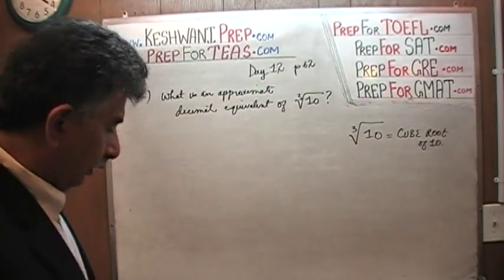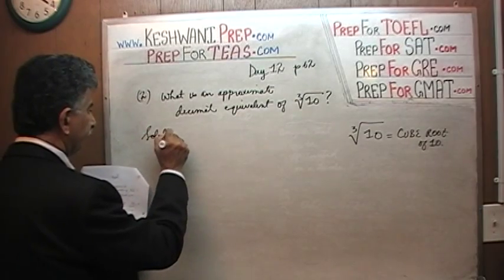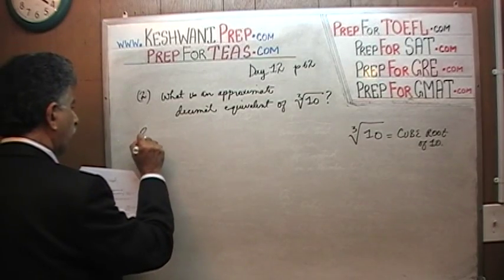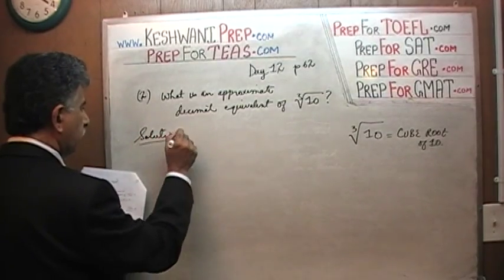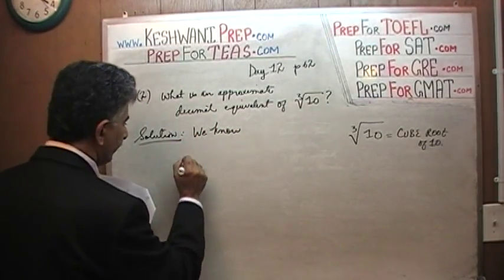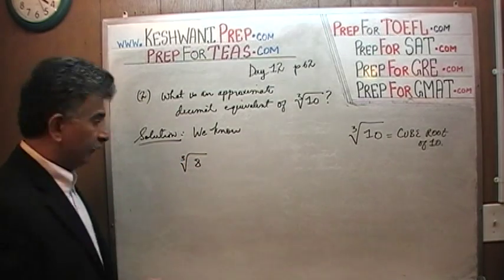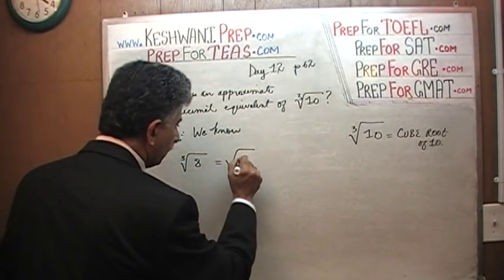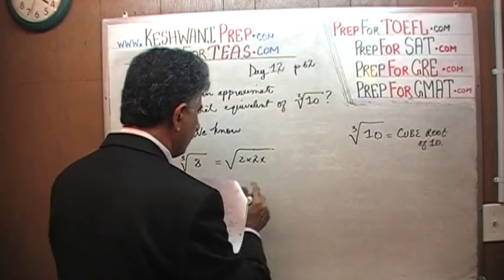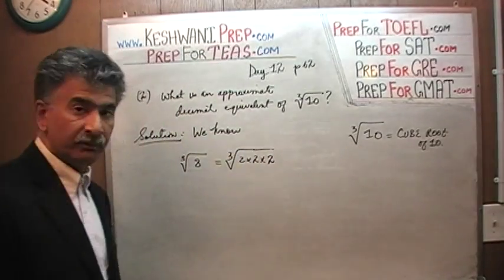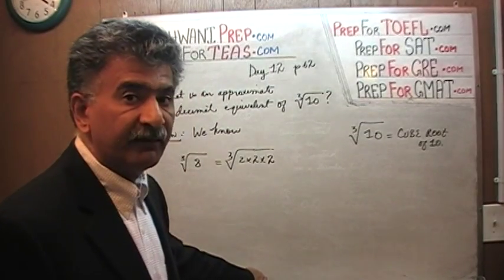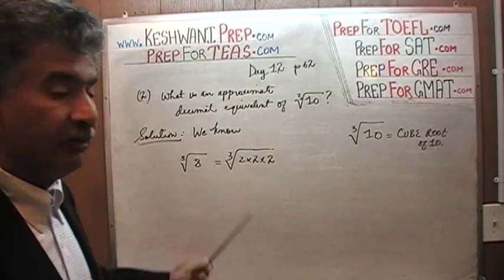Now we already know, so here's our solution. We know that cube root of 8 of course can be written as 2 times 2 times 2, and cube root of that quantity. Cube root simply means what number multiplied by itself and then multiplied by itself one more time will yield the number that we see under the root sign.